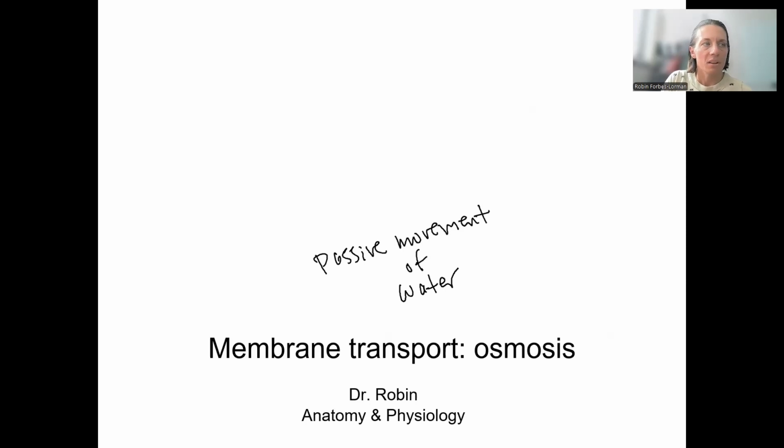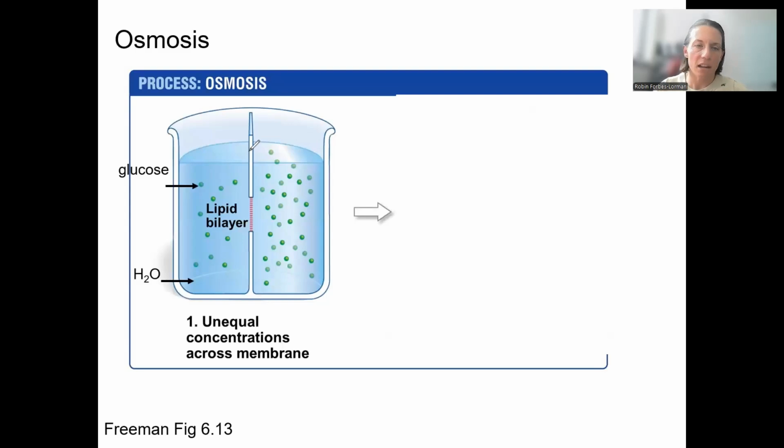All right, let's see what this looks like. So here we've got a container. It has more solute on this side than that side. Solute is the stuff inside the individual particles, glucose in this case. Water is the solvent, and this whole thing is a solution.